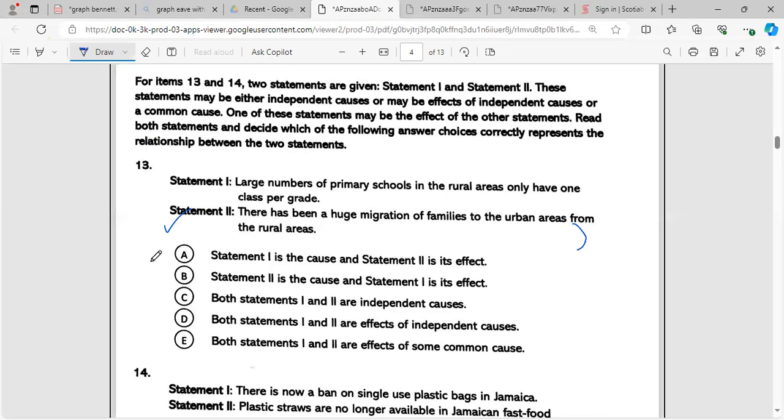Let me see which one says that. It says statement 1 is the cause of statement 2. Statement 2 is the cause, and statement 1 is the effect. So I will go with B. I agree with Aiden on this one.